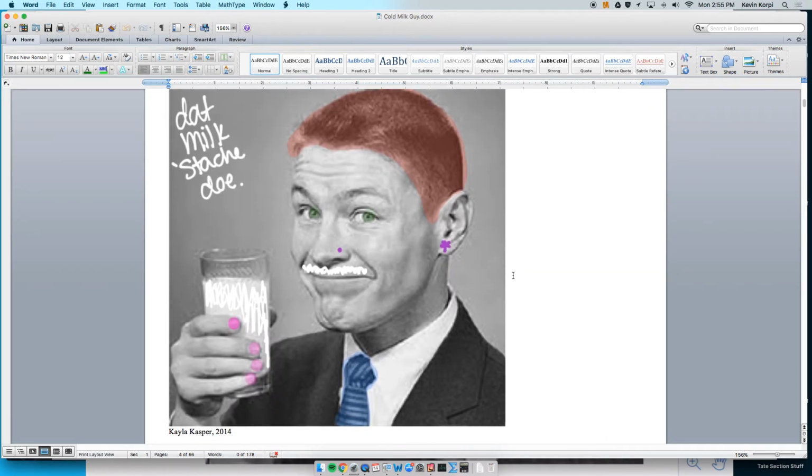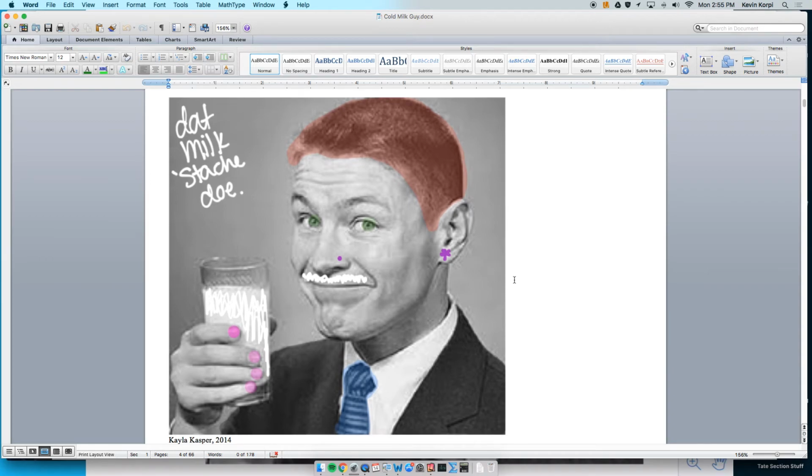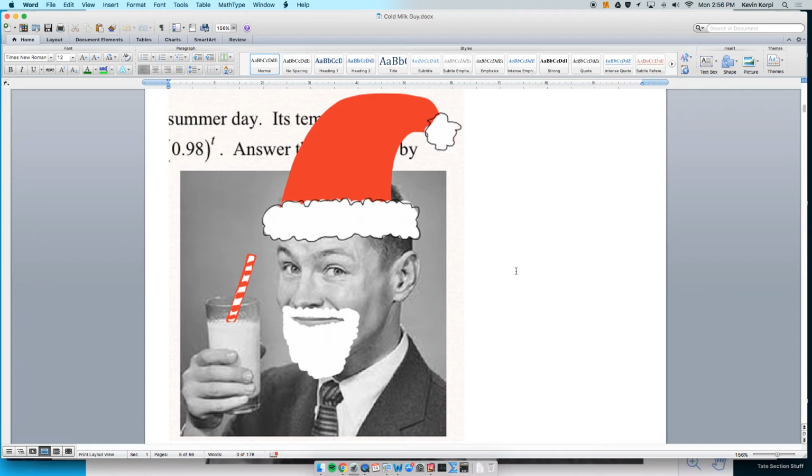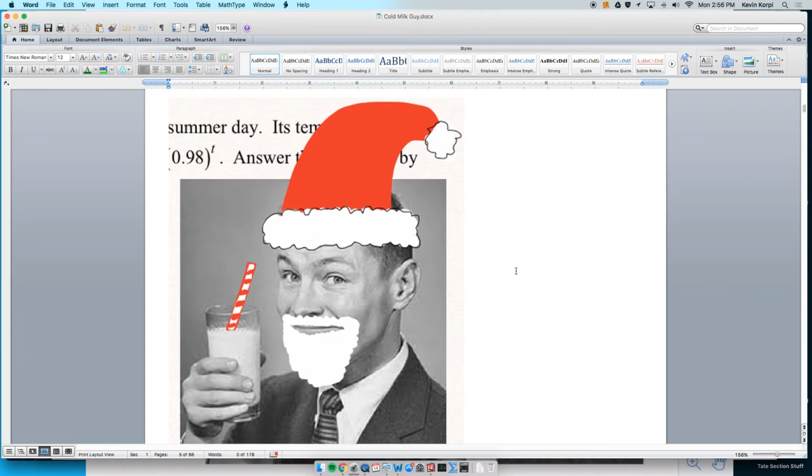This was Kayla Casberg's right here. Not so bad. Gave him a nice red-headed tint, a little purple earring, and some pink fingernails to match. Then this was Sarah Catherine Stevens. She was in the festive holiday spirit already. Yeah, so that one's cute. That one is downright cute. And the candy cane straw is just a beautiful touch.